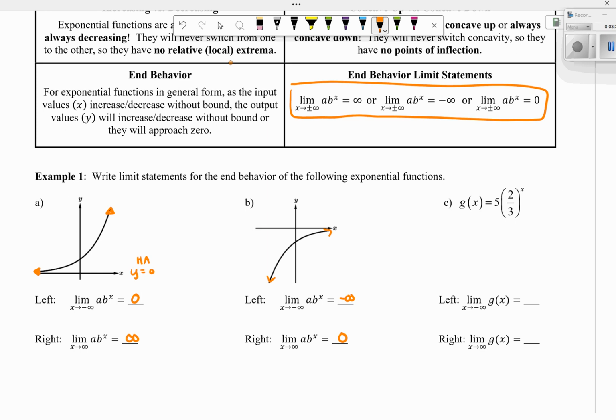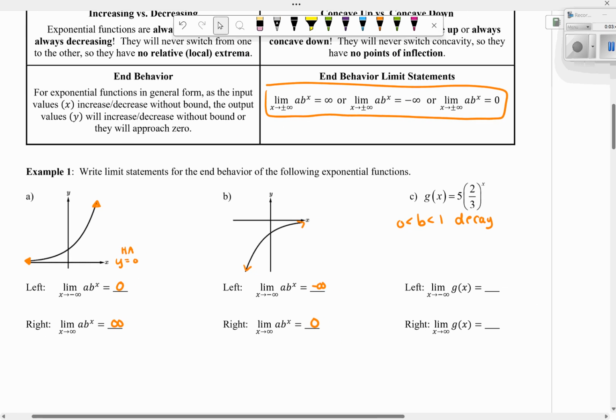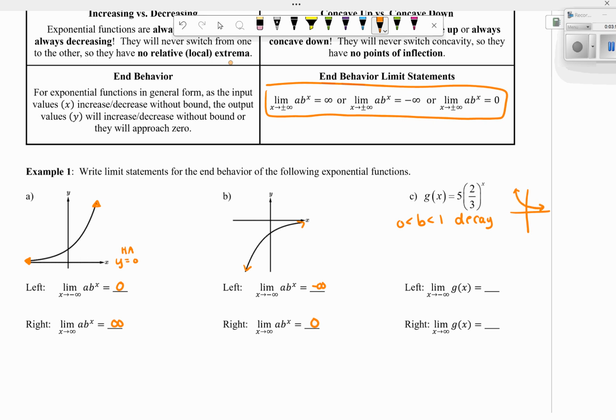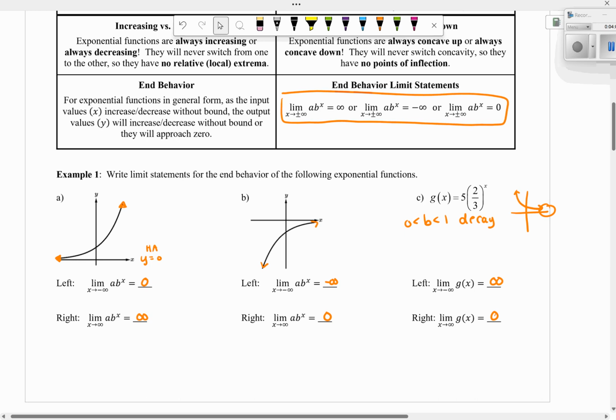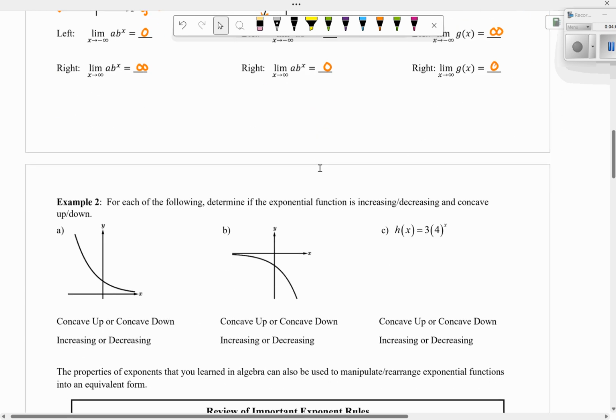Over here, instead of giving the graph, we're given the equation for the function. So you can see that your b value is in between 0 and 1, which means this is exponential decay for our graph. So just a real quick sketch of a decay graph would look like this. The limit as x approaches negative infinity is going up towards positive infinity, and the limit as x approaches positive infinity is approaching the horizontal asymptote at 0. So that would be for our end behavior.